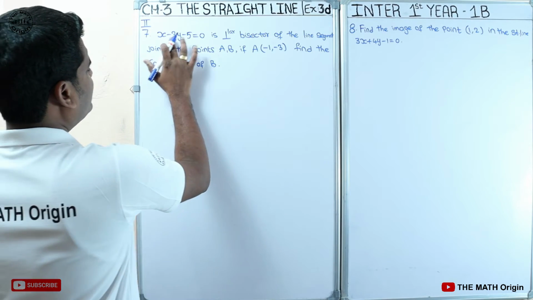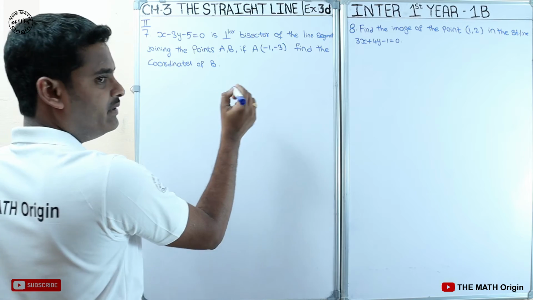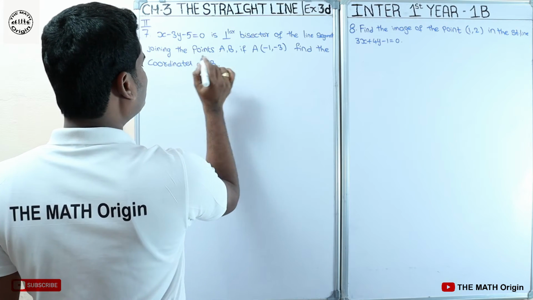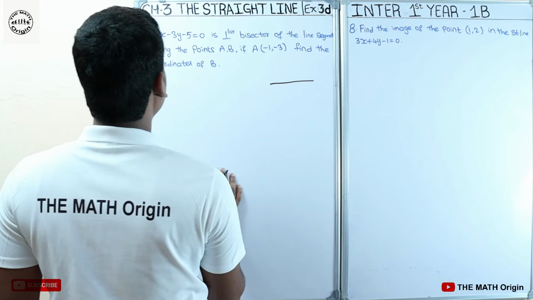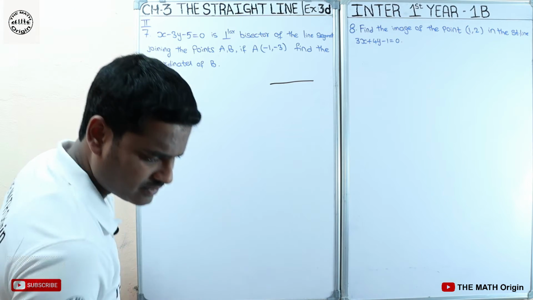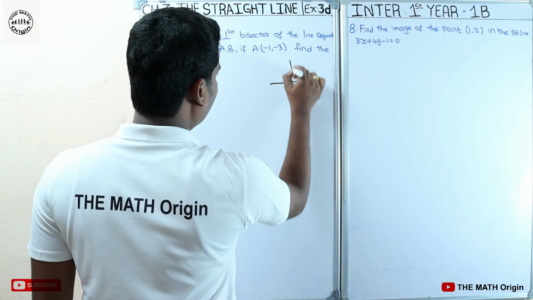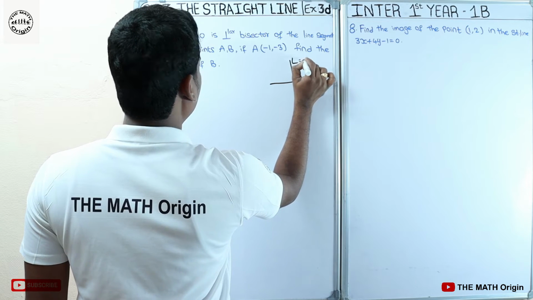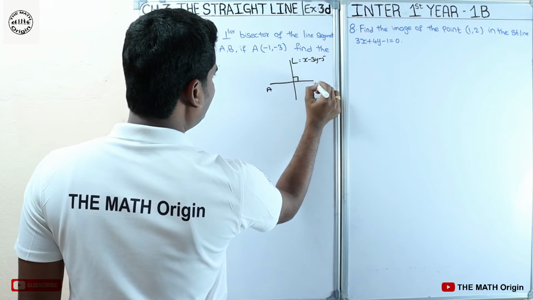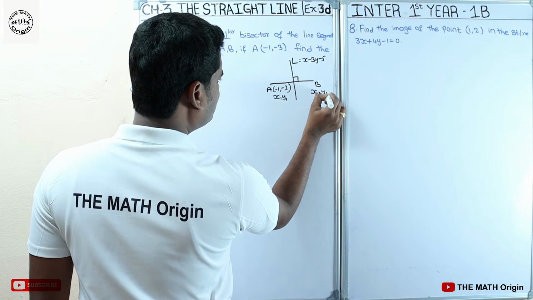Seventh question from the second section. Line is perpendicular bisector of the line segment joining the points A and B. If A is given, find the coordinates of B. Okay, it means let's draw the diagram. The line x minus 3y minus 5 is a perpendicular bisector of the line segment joining the points A and B, and we have a point as minus 1 comma minus 3 which is x1 y1. We need to find out x2 y2.